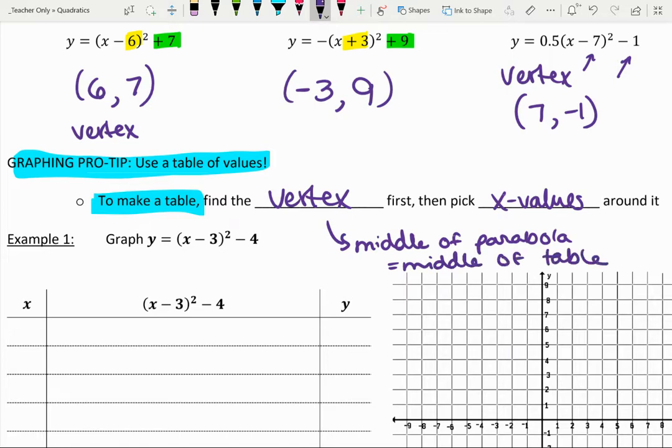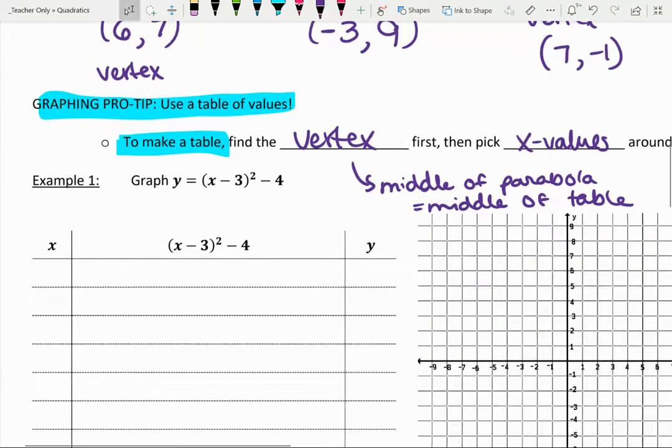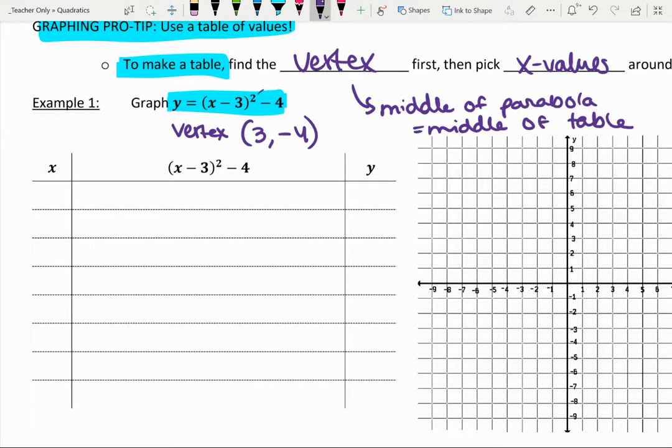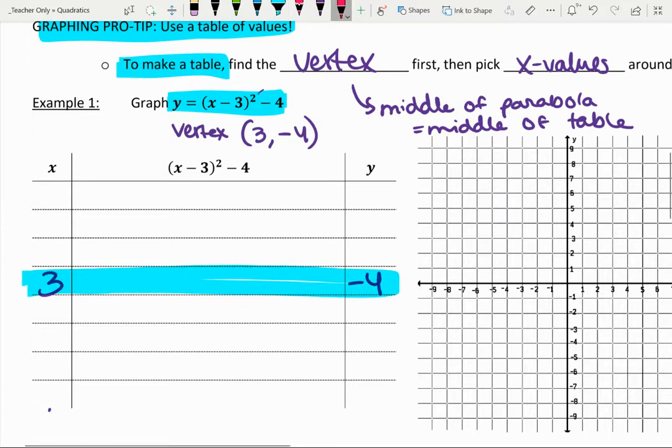So that's going to be our strategy here. The equation that we're graphing is y equals x minus 3 squared minus 4. So our vertex here is the opposite of h, positive 3, and -4 for our x and y values. So I'm going to put my vertex, 3, -4, right here in the middle of my table. All right, this is my vertex. I could also graph it. I think that's a good start. 3, -4.